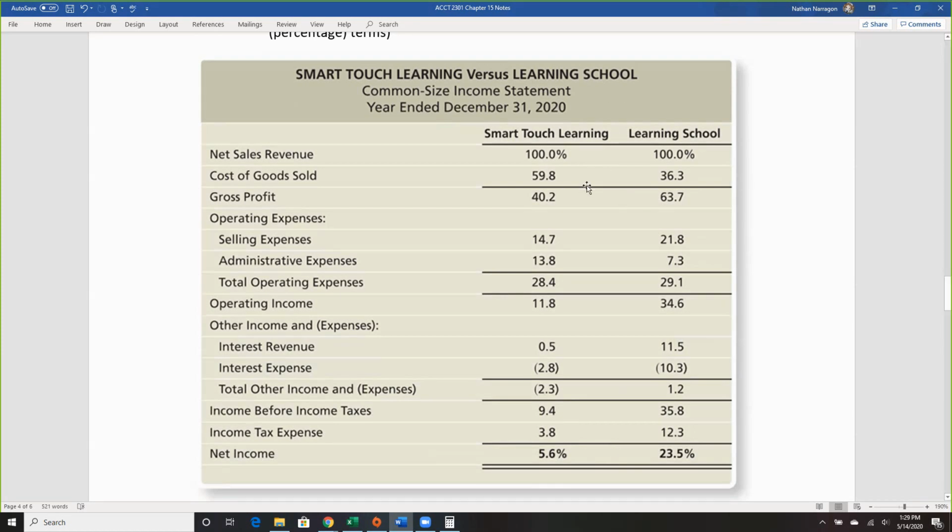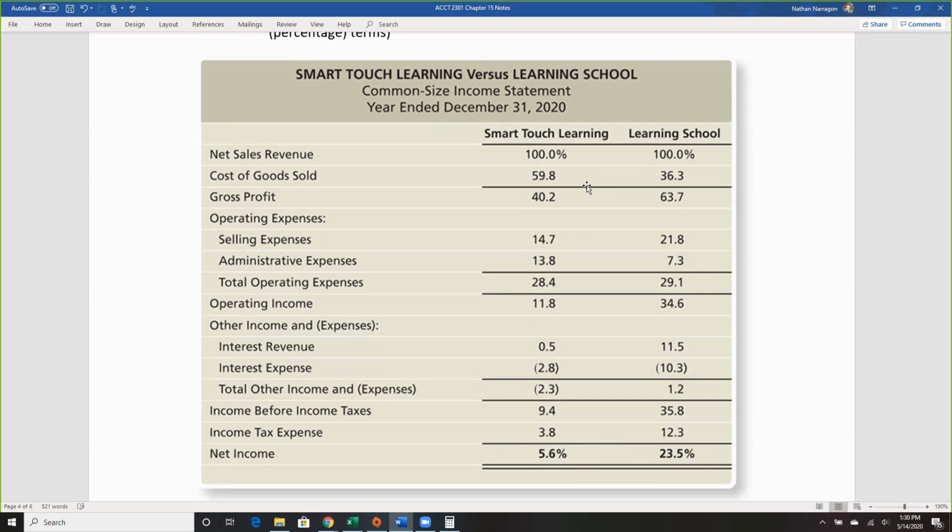And the big thing that sticks out first is that the Learning School, even though they're in the same industry as us, their cost of goods sold is almost getting close to half of what we do. So we would question how they are doing that and see if there's anything that we can change to better ourselves with cost of goods sold.